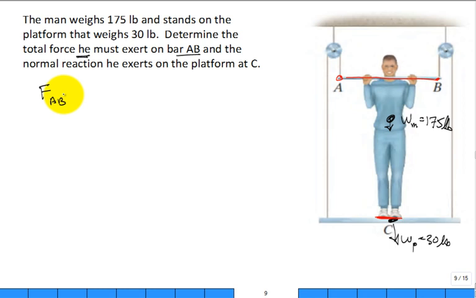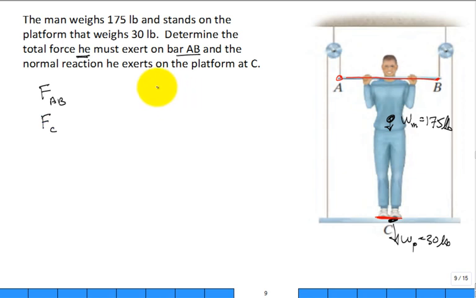Looks like a good notation. And then we want the force at C that the man exerts onto the platform at C. All right. Now that we know what we're asked to solve for, how would we do it? Let me ask this question.